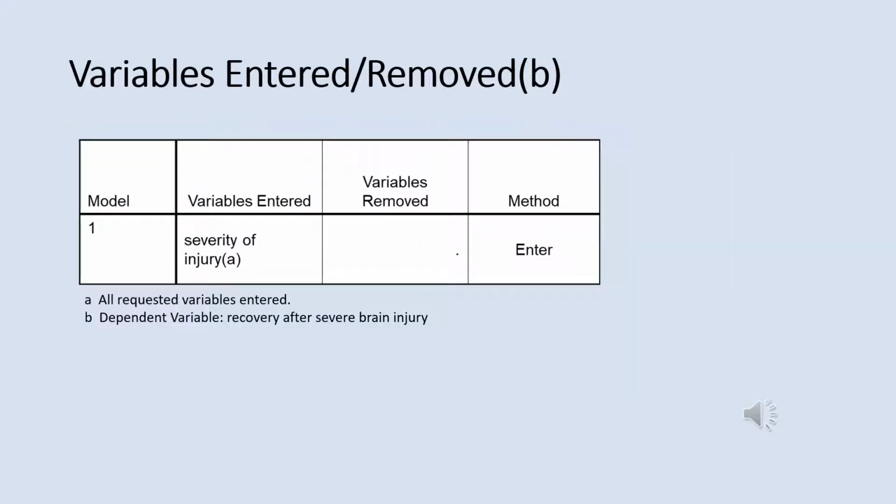You will have an opportunity to actually complete a regression analysis when you do the exercises in the Cronk book. One of the things you're going to have to decide is about variables to enter or remove. In this particular case, this is the output showing that in Model 1, we entered severity of injury. We didn't remove any variables, and the method we used was enter. In other words, we selected it. And it indicates that all requested variables were entered, and the dependent variable is recovery after severe brain injury.